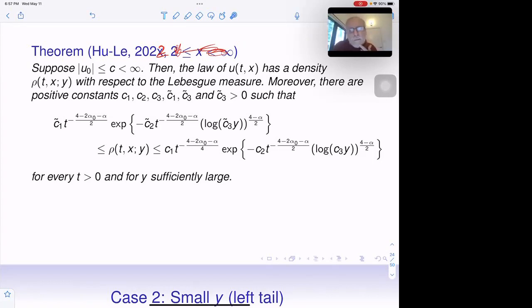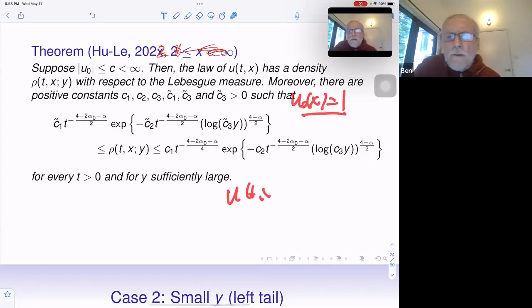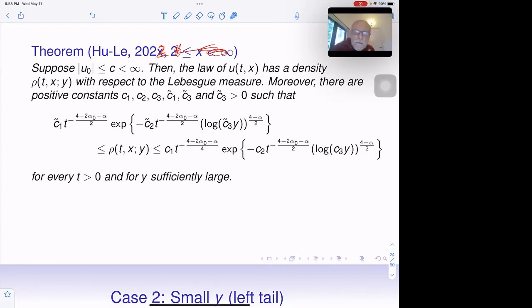Yes, it's a very interesting question. If the initial condition is equal to 1, then this is a homogeneous solution, so the density does not depend on x. But if the initial condition is like a delta function, then there are some people working on how this depends on x, but not the density. It's a very interesting question.